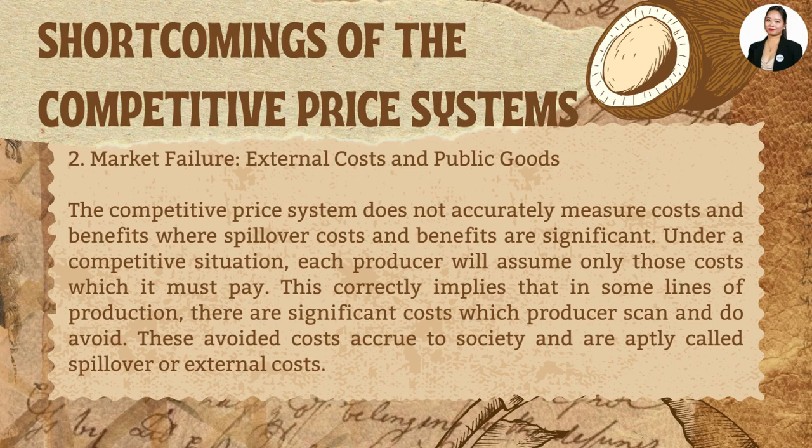Second, market failure: external costs and public goods. The competitive price system does not accurately measure costs and benefits where spillover costs and benefits are significant. Under a competitive situation, each producer will assume only those costs which it must pay. This implies that in some lines of production, there are significant costs which producers can and do avoid. These avoided costs accrue to society and are aptly called spillover or external costs.